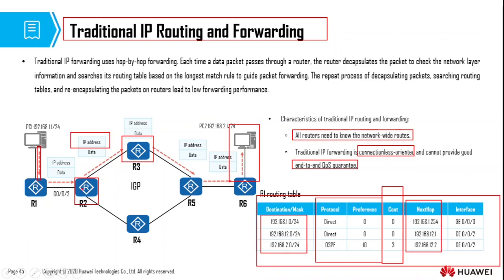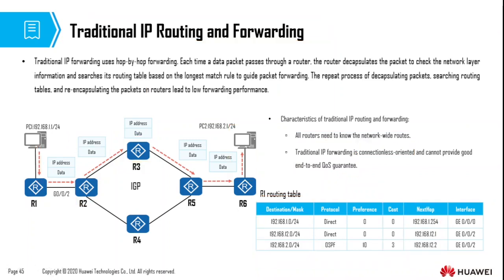But for example, in MPLS, we can specify from the beginning how to forward the packet from source to destination. Follow this path or follow this other path. And that's what we call traffic engineering, or we can also say it provides end-to-end quality of service guarantee. On the other hand, the problem with opening up the IP header and searching the routing table using longest match is that it gives routers a low forwarding performance because it takes a lot of time encapsulating, decapsulating, and forwarding.